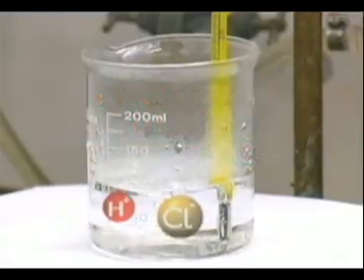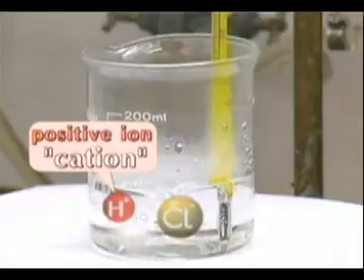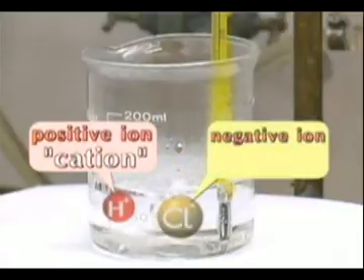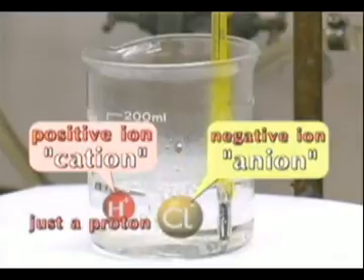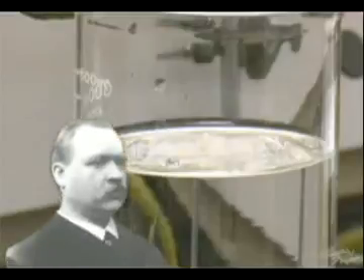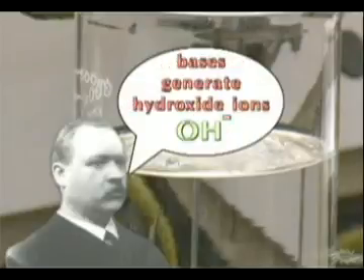The hydrogen has become a positively charged ion, or cation, while the chlorine has become a negatively charged ion, or anion. Hydrogen has only one proton and one electron, so a positive hydrogen ion is one simple proton. Arrhenius found a similar process works when bases are dissolved in water, but rather than releasing a positive hydrogen ion, it generates hydroxide ions, OH-.